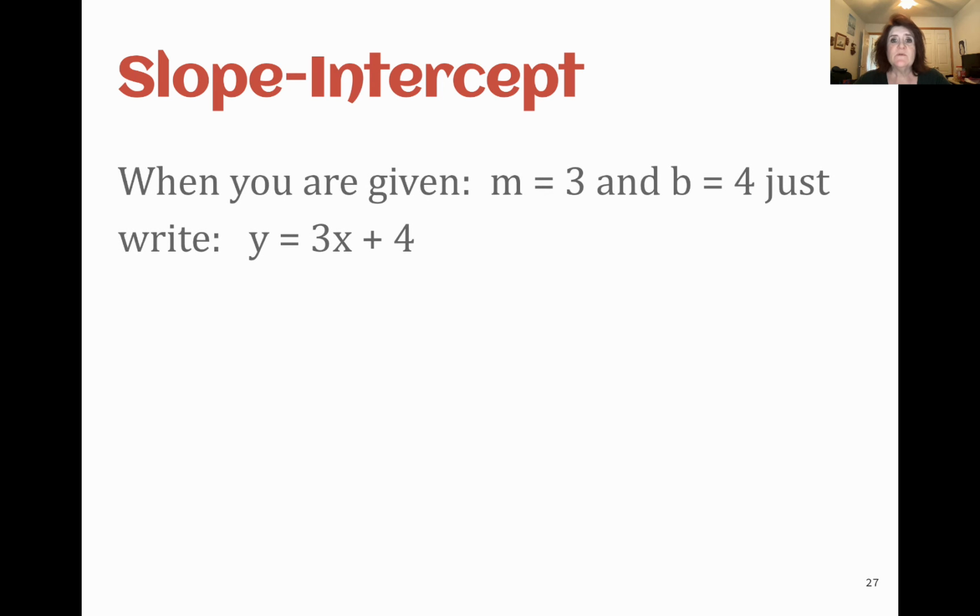In slope-intercept form, you're given m is 3 and b is 4. You literally just write the equation y is equal to 3x plus 4. Be sure they go in the right places. If you're given m is negative 2 and b is negative 7, you would write y is equal to negative 2x minus 7.